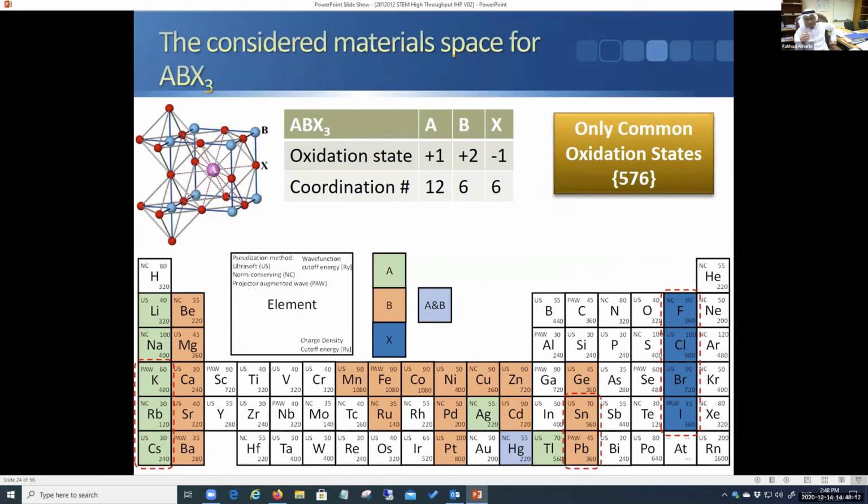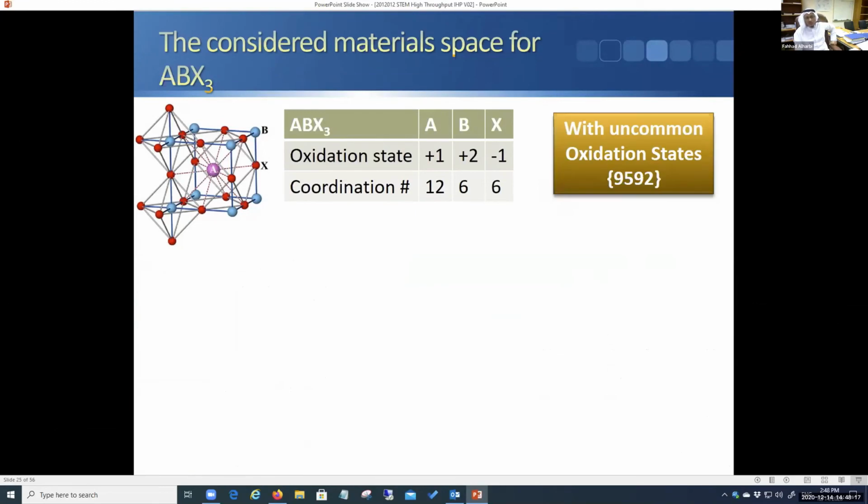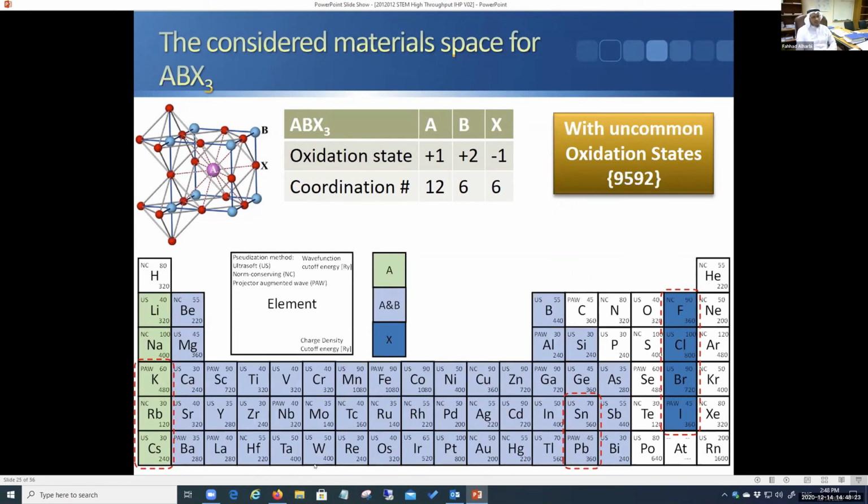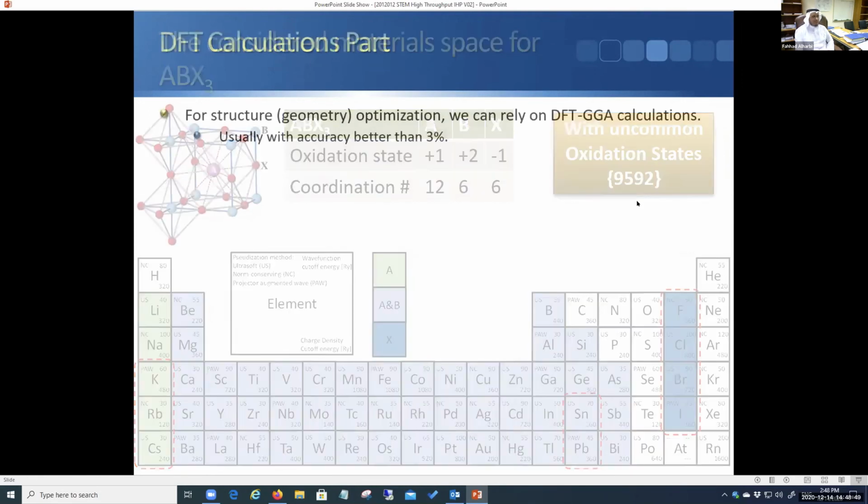But why do we limit ourselves? It's a computational work, so why don't we go for even the uncommon oxidation states? With that, we end up with more than 9,000 possibilities. This table shows the combinations we have. The green is purely A-site, and that's obviously in the alkalides. The remaining blue can be played as A or B if we consider the uncommon oxidation states, so it can be in the A site or the B site. By considering that, we end up with 9,592 possible materials.